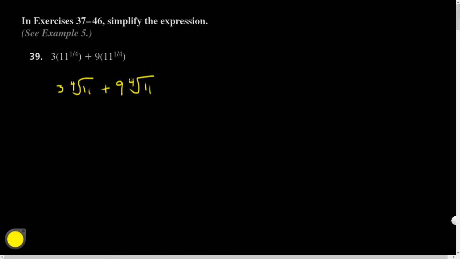Because these have the same index and the same radicand, those are like terms, and I can just combine the 3 and the 9, just like I was combining like terms back in the day. So 3 plus 9 is 12, by the way, times the 4th root of 11. There you go. Let's keep going.